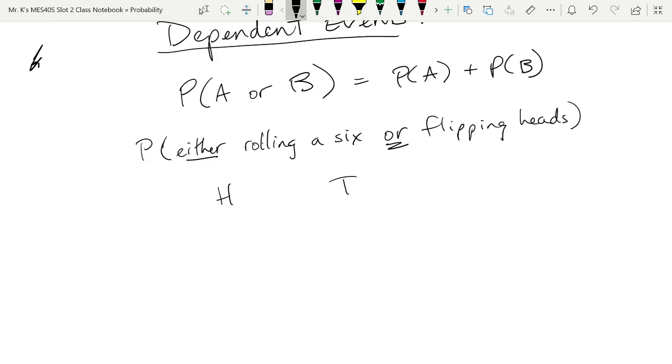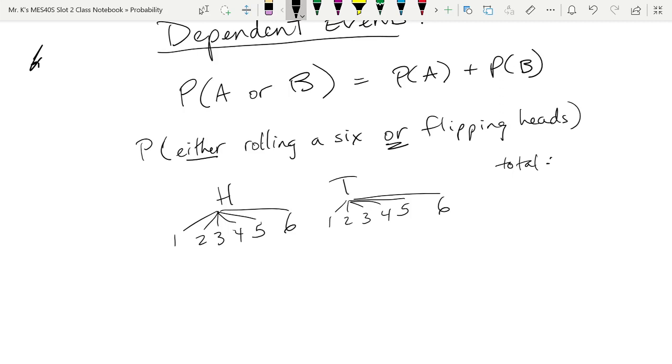So let's see. If I flip a heads and then I roll the die, I can get a heads, then a 1, or a heads, then a 2, or a heads, then a 3, or a heads, then a 4, or a heads, then a 5, or a heads, then a 6. After I flip the tails, I could roll the die and get a 1, or a 2, or a 3, or a 4, or a 5, or a 6. That is, in total, 12 outcomes.